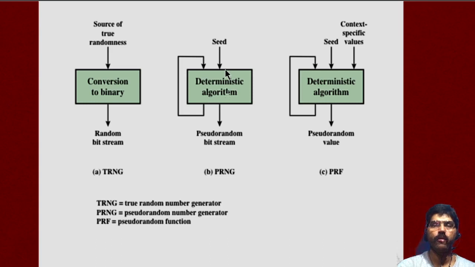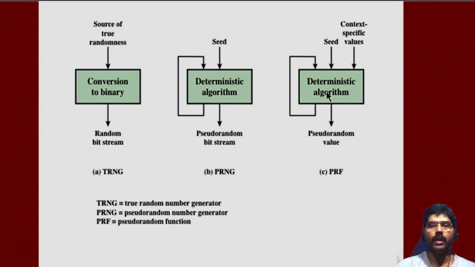This first pseudo number generator produces an open-ended sequence of bits. Continuous bits are generated. So this type of algorithm is used when we need random numbers in sequence order, such as a symmetric stream cipher.